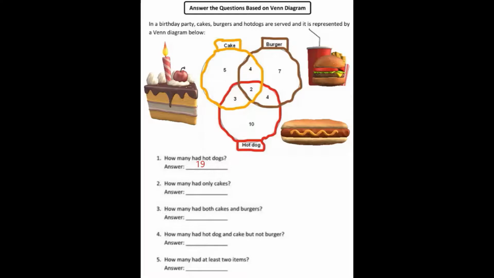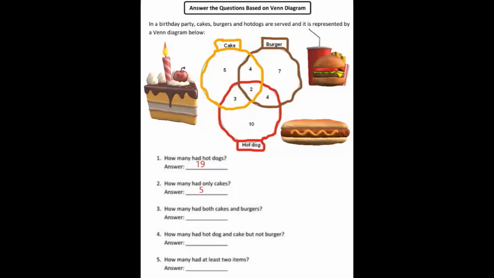Okay. So these intersections here where there's cakes with hot dogs, and cakes with hot dogs and hamburgers, as well as cake and this burger, we're not looking at that, okay? We're looking at this number here, this number 5, because these 5 individuals only had cake, that's it. So that's the answer for number 2, 5. Okay, so the answer to number 2, again, how many had only cakes, is 5.